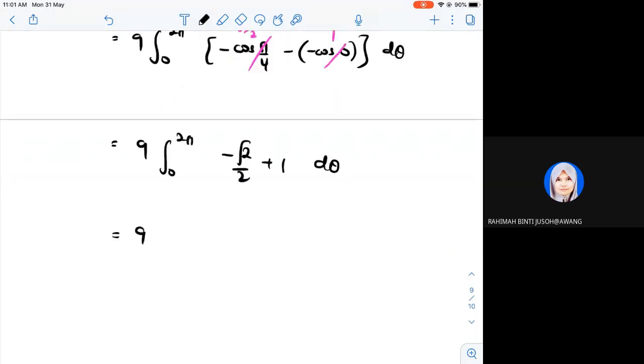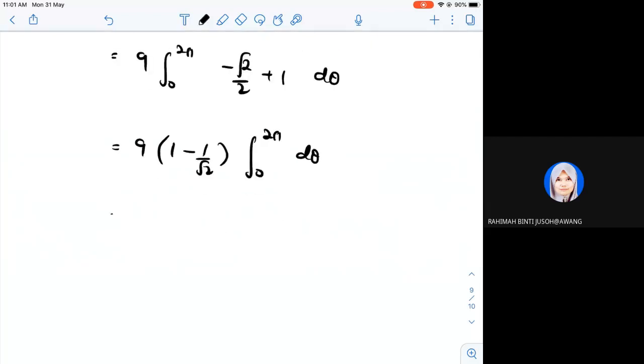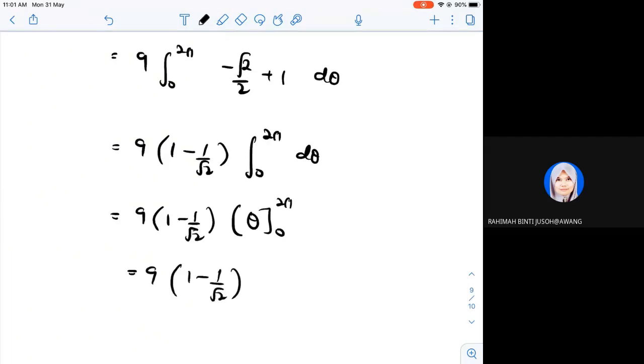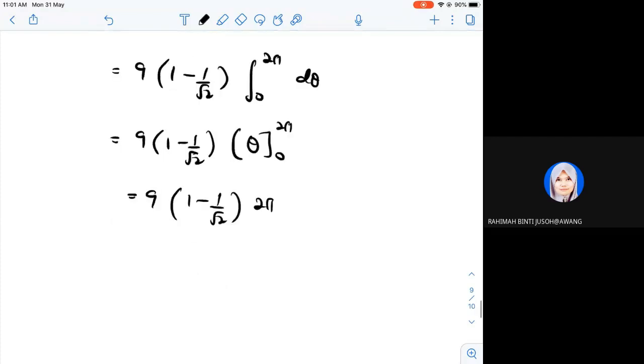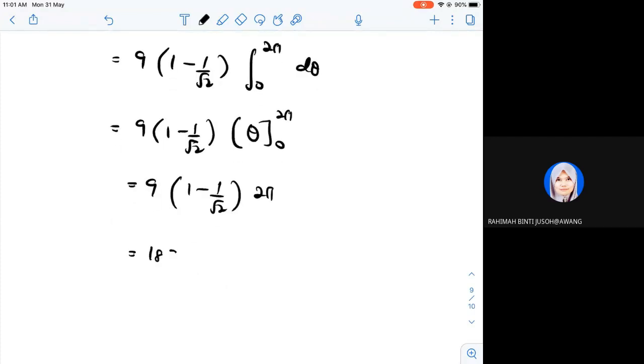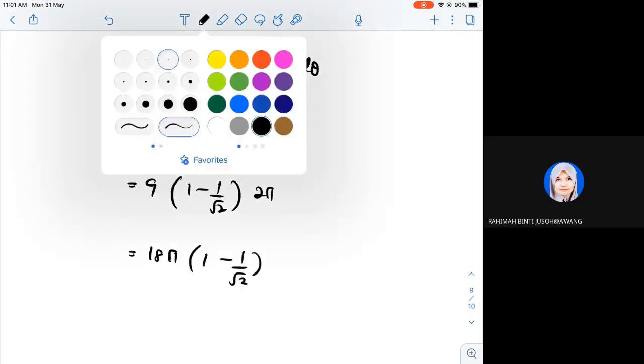So this 9 is just a constant. 1 minus 1 over square root 2, right? 1 over square root 2 is the same as square root 2 over 2. So 0 until 2 pi, d theta. Integrate 1 with respect to theta, we get theta. Now substitute 0 until 2 pi. So 9 times 1 minus 1 over square root 2 times 2 pi. 2 times 9 is 18 pi. So 18 pi times 1 minus 1 over square root 2. So that's the answer.